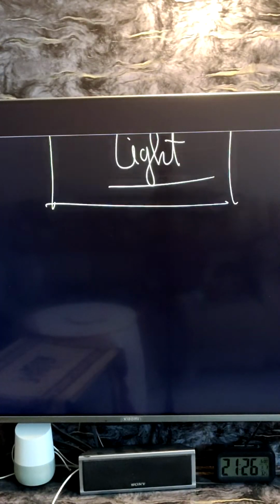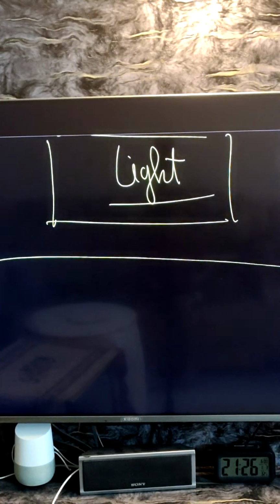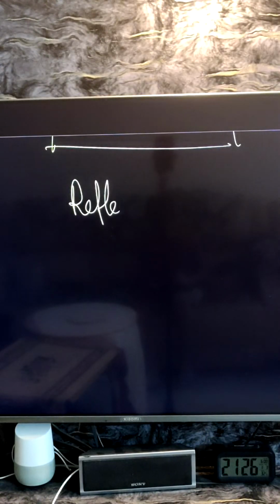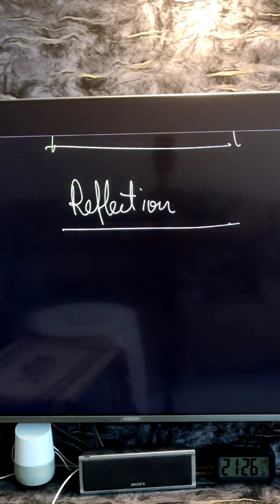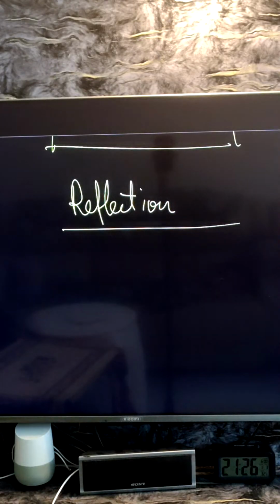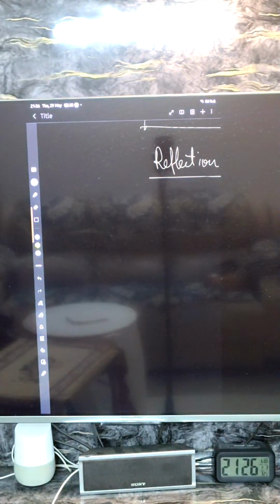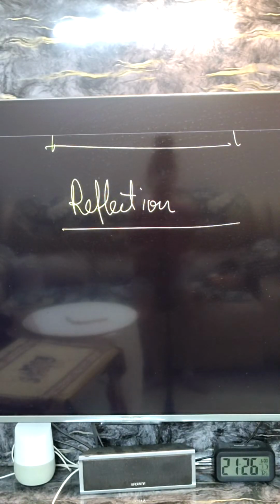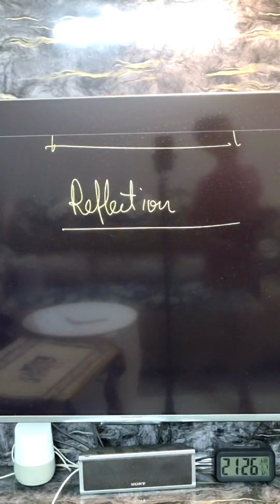We're going to be doing light, reflection, and refraction. Now we're going to be doing the first lesson on light, which was about reflection, not the other lesson which is about refraction. But it is a light lesson, so you don't need any worries.